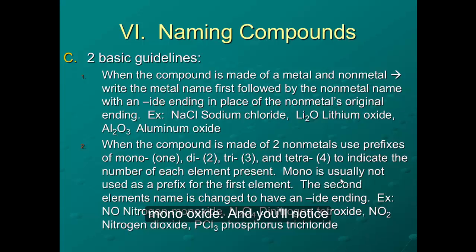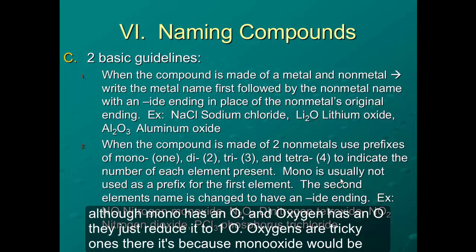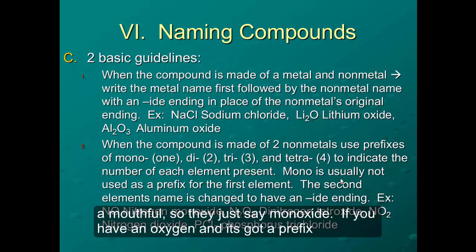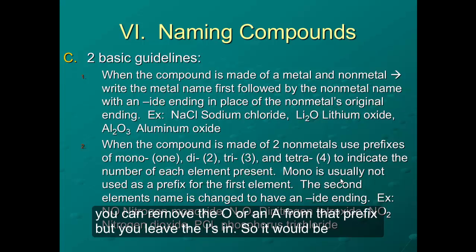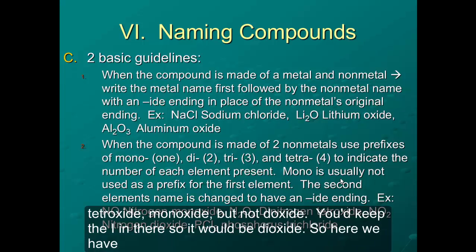Monoxide. And you'll notice, although mono has an O and oxygen has an O, they just reduce it to one O. Oxygens are a tricky one there. It's because monoxide would just be a mouthful, so they just say monoxide. If you have an oxygen and it's got a prefix, you can remove an O or an A from that prefix, but you leave the I's in. So it would be tetroxide, monoxide, but not doxide. You keep the I in there, so it'd be dioxide.